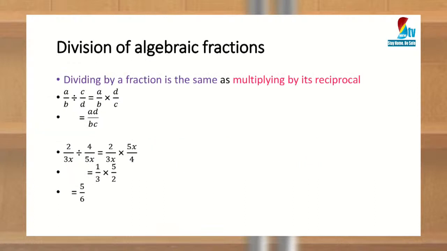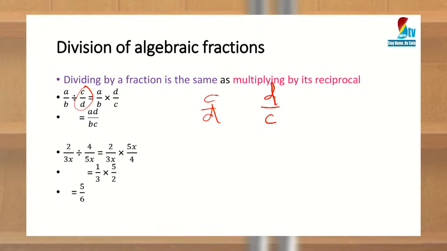When you are dividing an algebraic fraction, what is going to happen? Remember, when dividing by a fraction, it's the same as multiplying by its reciprocal. So I have a over b divided by c over d. This means that I'm going to make c over d its reciprocal. What is the reciprocal of c over d? The reciprocal of c over d is going to be d over c.